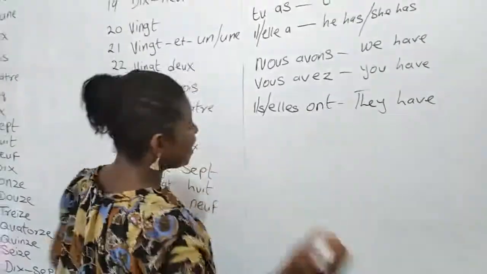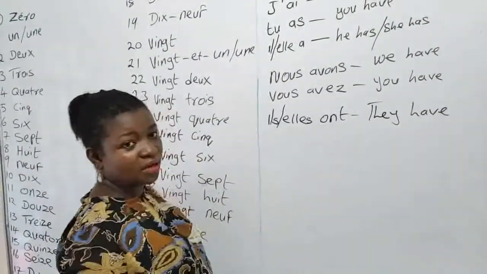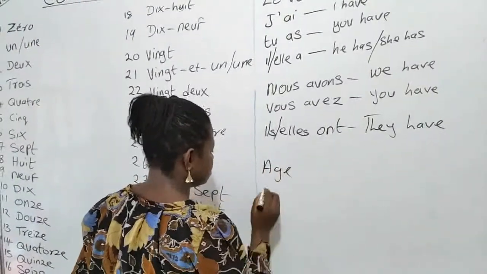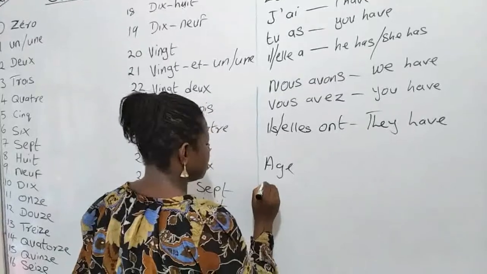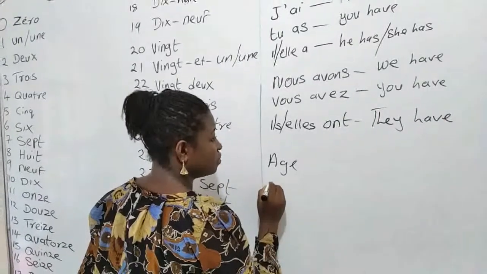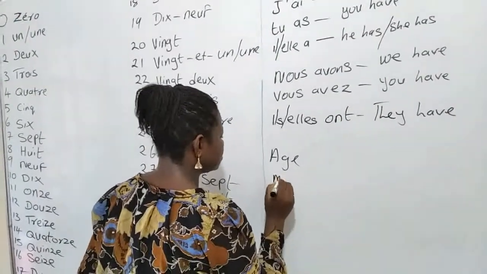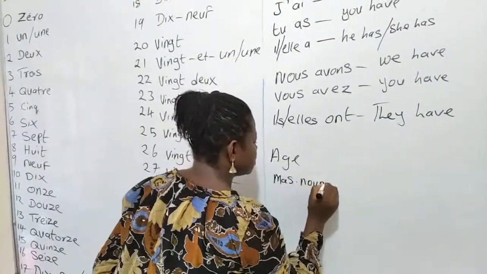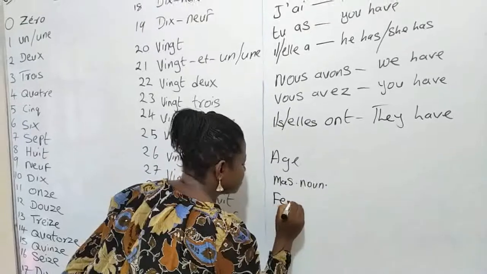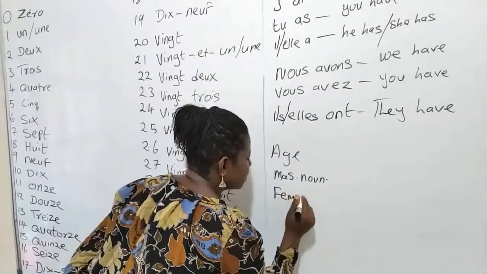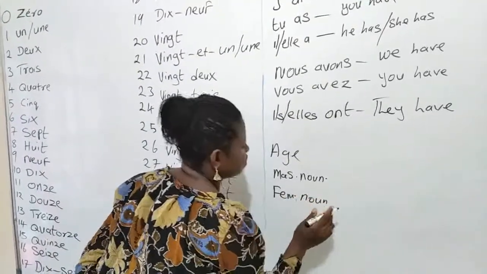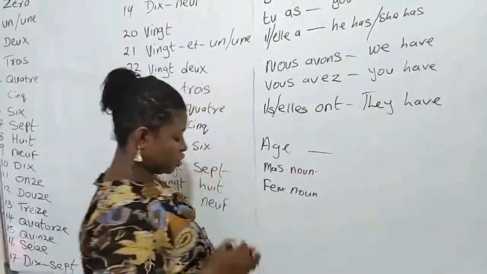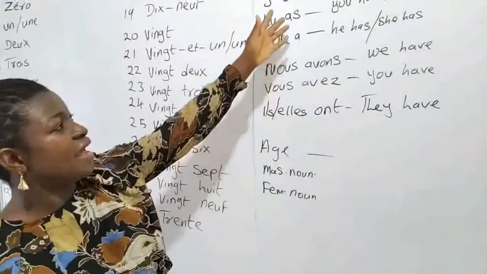Now, to the three things we are going to talk about. This is age. This is a masculine noun. A feminine noun. For age, you use the verb avoir.